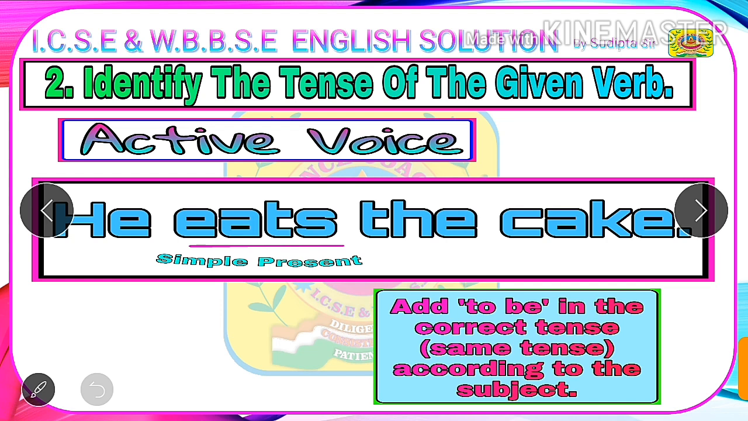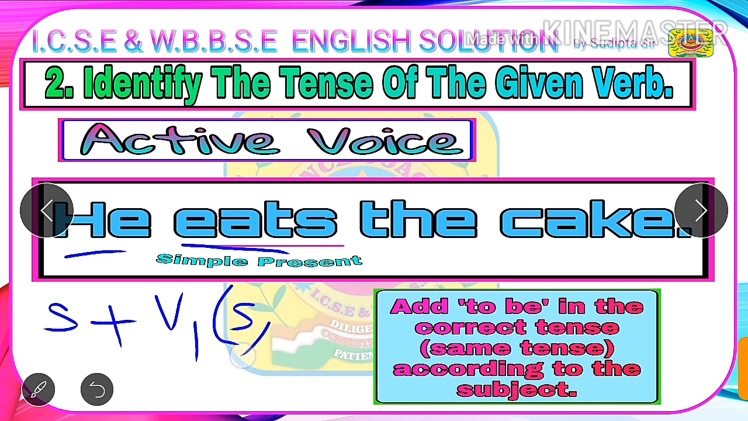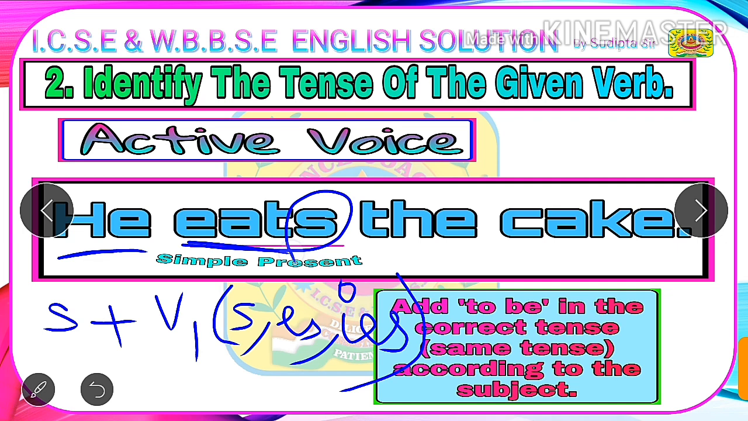Let's start. Students, our example, that is the statement in active voice, is "He eats the cake." Here, if we see the structure, we have the subject, then we have added s with the V1 form of the verb. Students, this one we find in simple present tense, where the structure is subject plus V1 form, and if the subject is third person singular, then we add s or es or ies with the verb. See, in this given sentence, the subject is third person singular, that is he. Thus, we have added s with the V1 form, that is eat. So, here the tense is simple present. So, students, we have identified the tense.